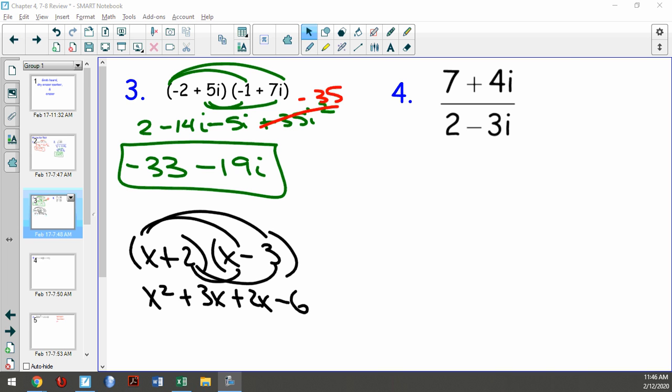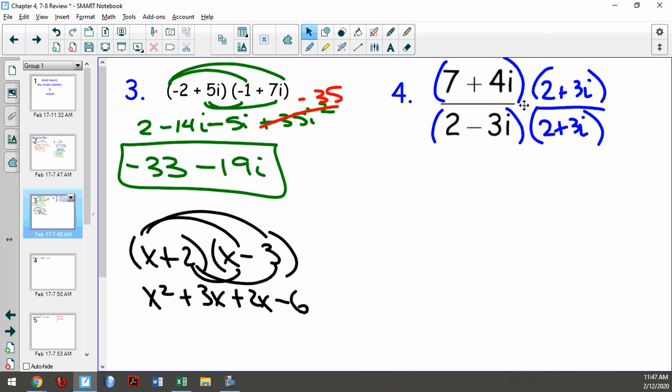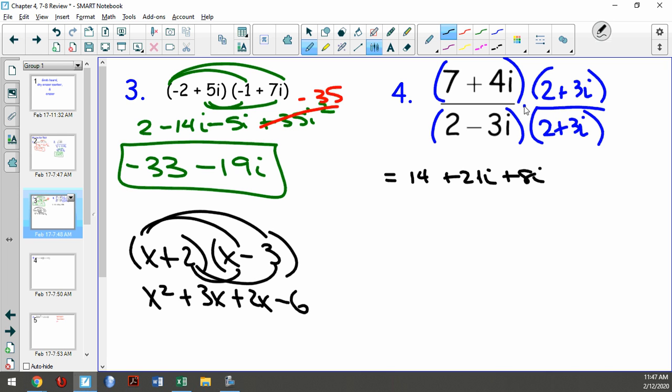Okay, if you're multiplying by the conjugate, what is the conjugate of this problem, of the denominator? It is going to be 2 plus 3i. If I'm doing that to the bottom, what I do to the bottom, you must do to the top. So with that being said, put parentheses around everything. And then FOIL. 7 times 2 is going to be 14. 7 times 3 is 21i. 4i times 2 is going to be 8i. And 4i times 3i is 12i squared.